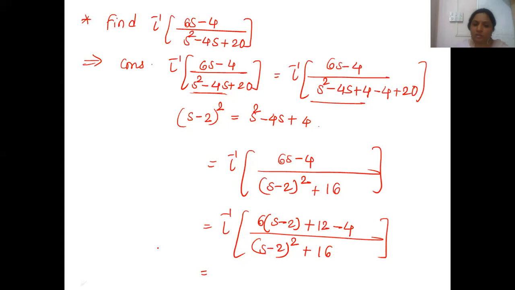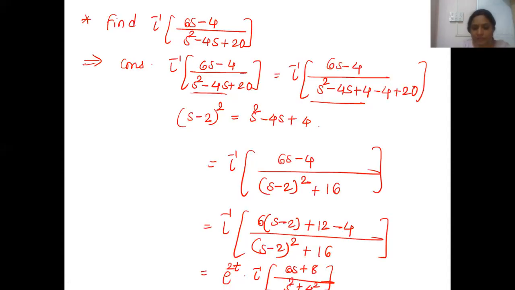So can we now apply the first shift? Yes. So what will come out? e raised to 2t. Very good. e raised to 2t into Laplace inverse of 6s, 12 minus 4, 8, upon this. The 2 is also out, so it is s square plus 16, that is 4 square. Right. So now can we apply linearity? This upon this. Yes.